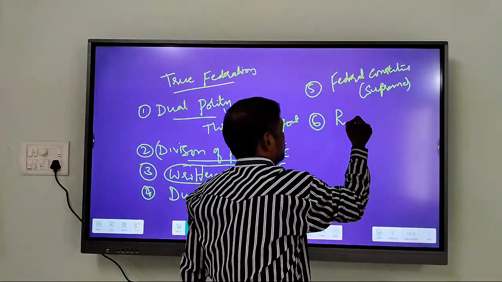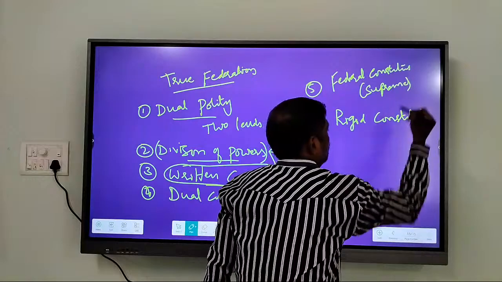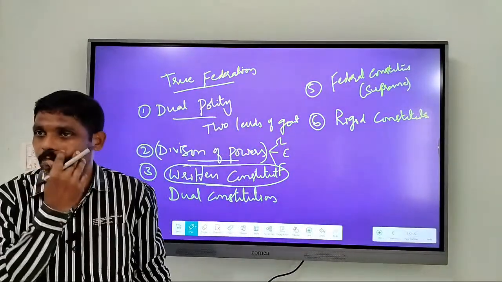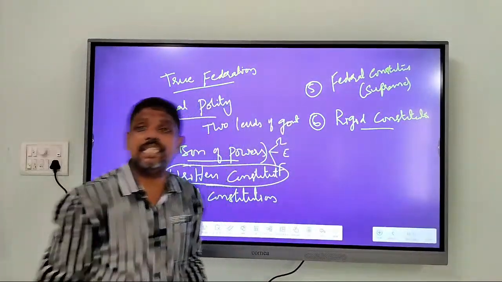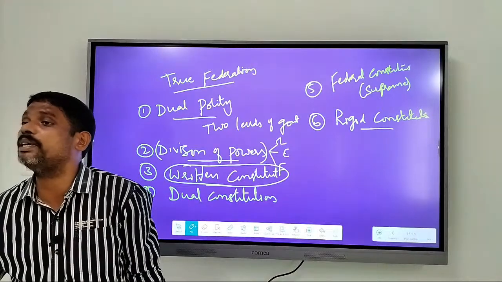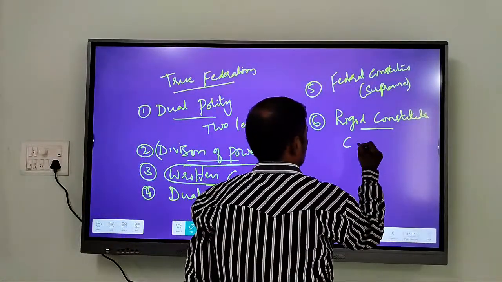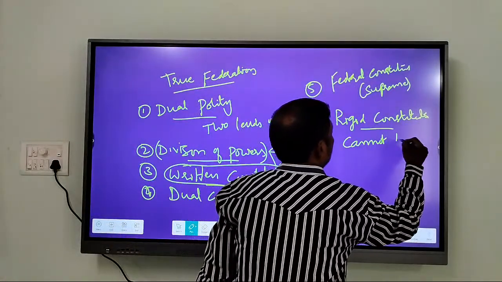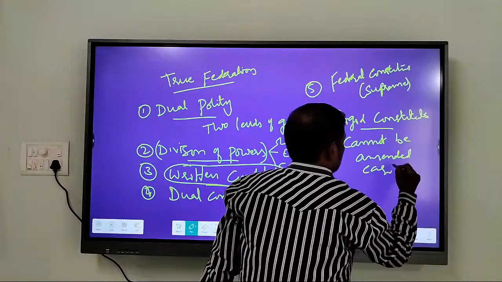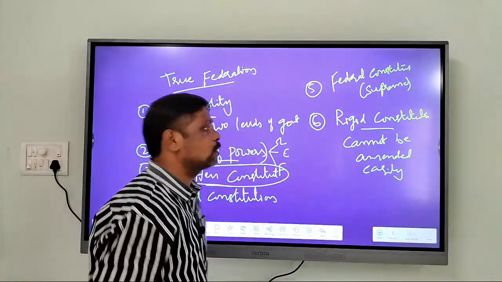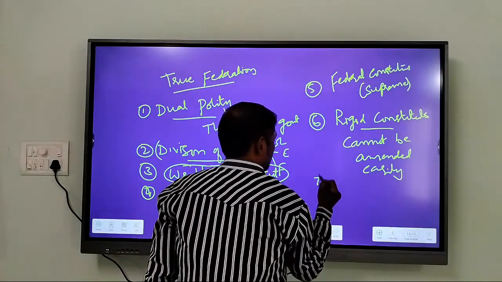Rigid constitution. It is a rigid constitution, right? That means it is not that easy to change. Rigid means a constitution that cannot be amended easily, a constitution that cannot be changed easily. Those constitutions which cannot be changed easily are rigid constitutions.